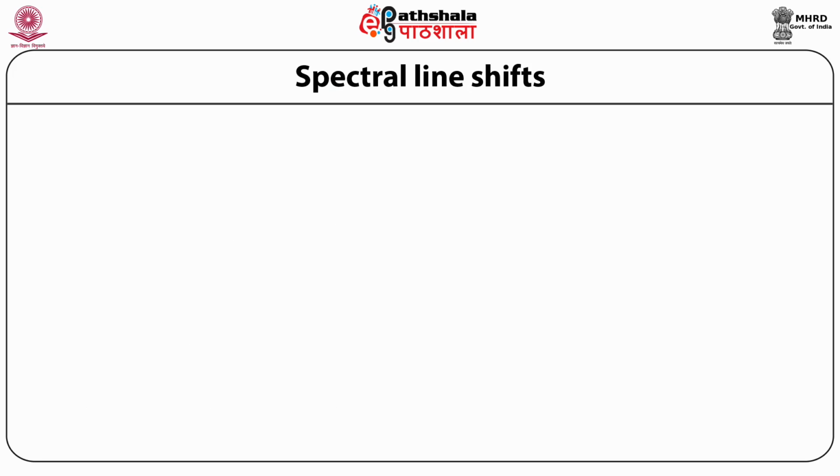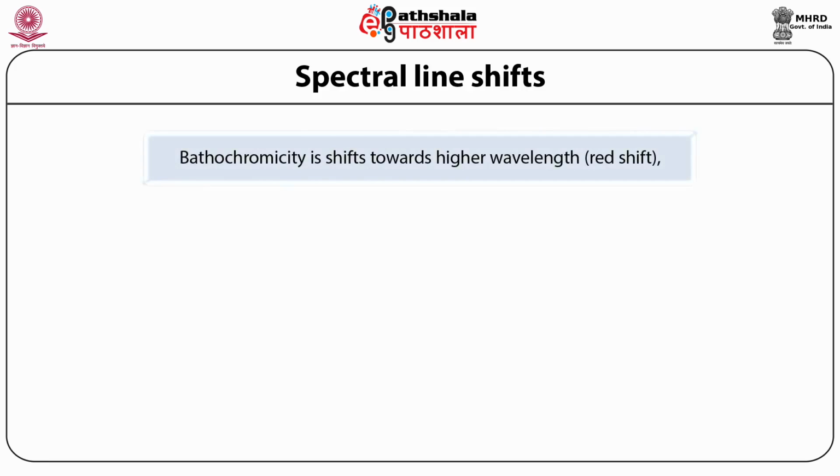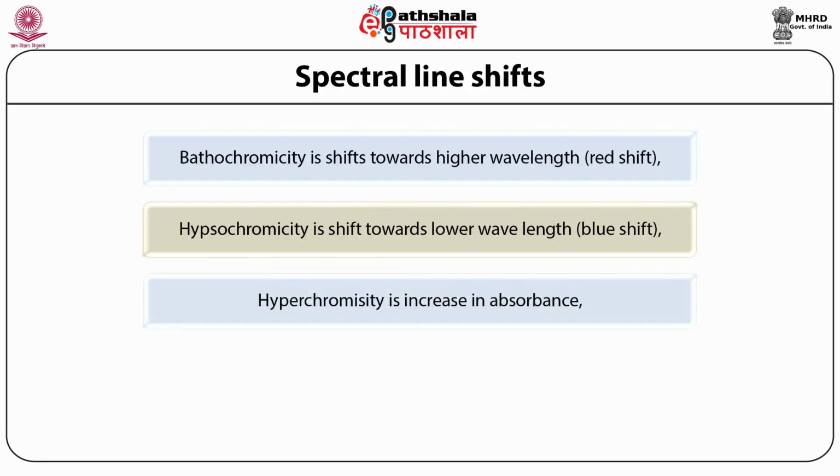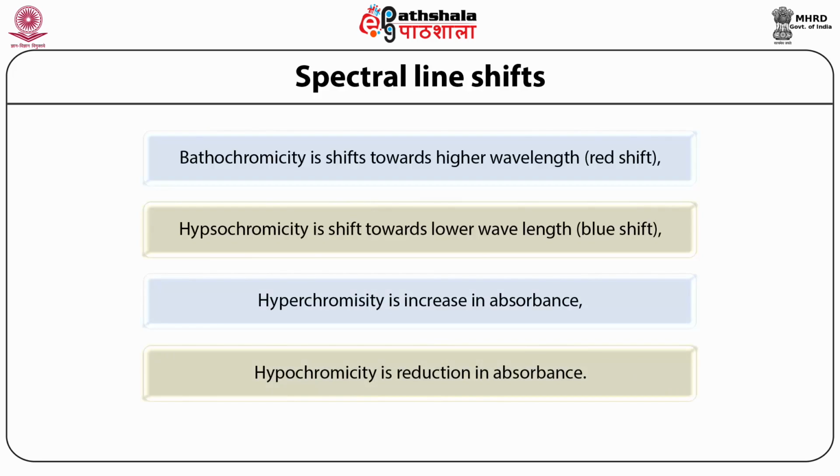The spectral lines show changes due to various interactions. First, let us see the nomenclature for these changes. Bathochromicity is a shift towards higher wavelength, or redshift. Hypsochromicity is the shift towards lower wavelength, or blue shift. Hyperchromicity is increase in absorbance. Hypochromicity is reduction in absorbance.